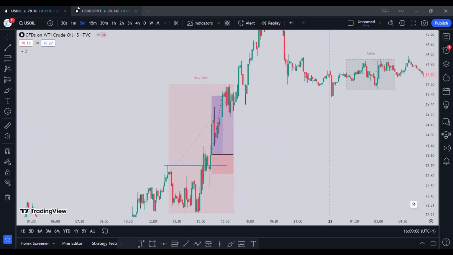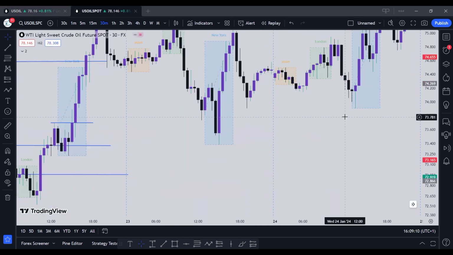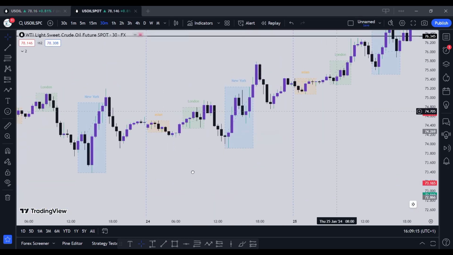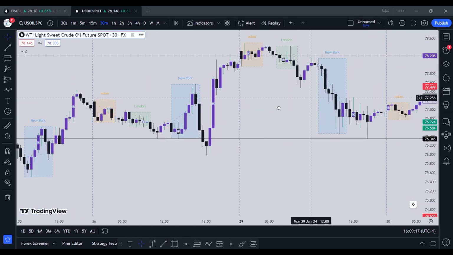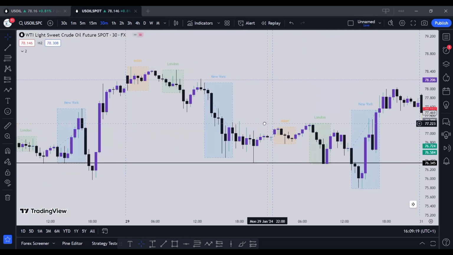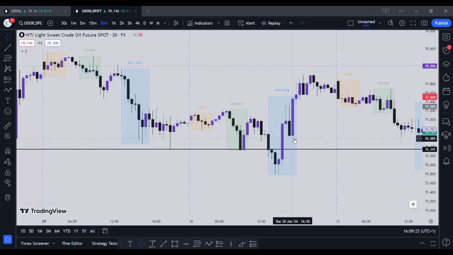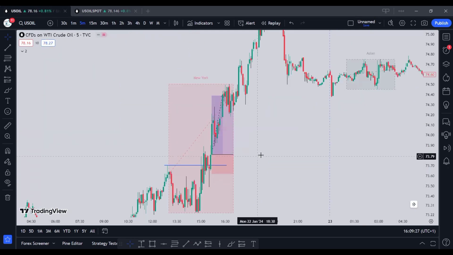So let's go on to the next day. It's like a backtesting session. I want to show you something, how to use this. Let's look at Tuesday, 30th January.